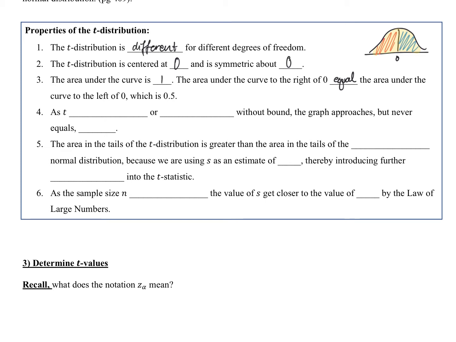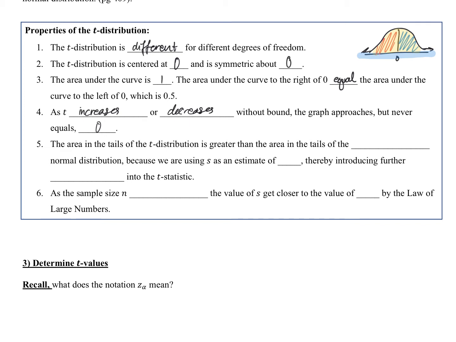Now, as t increases or decreases without bound, so either heading off that direction or that direction without bound, the graph approaches but never equals 0. So it gets closer and closer to the horizontal axis, which I colored in blue, but it will never actually touch it, even if you go to the left or the right.